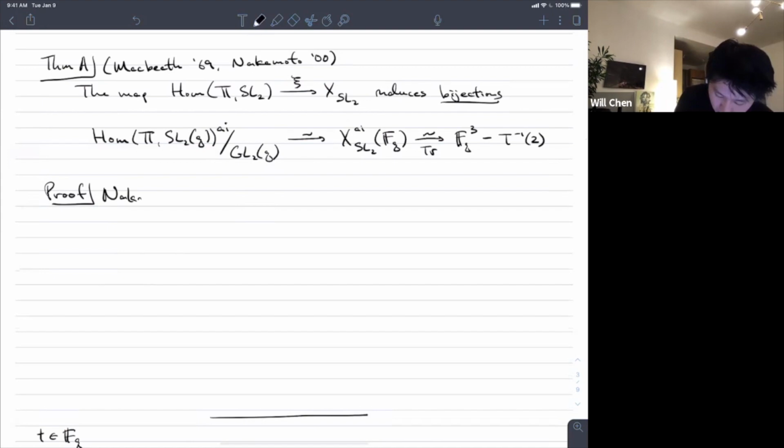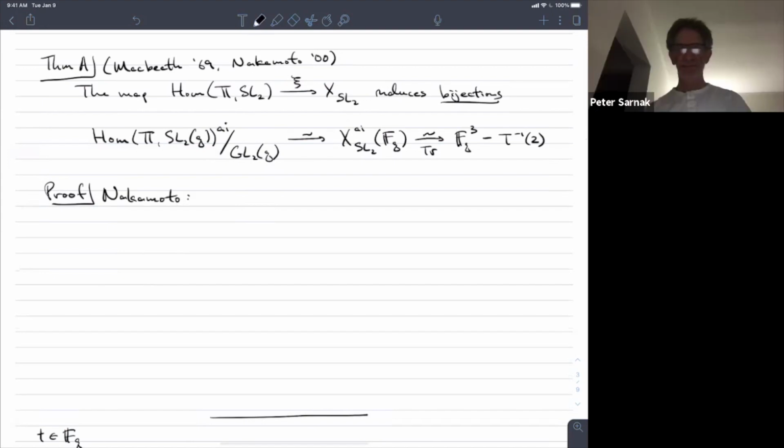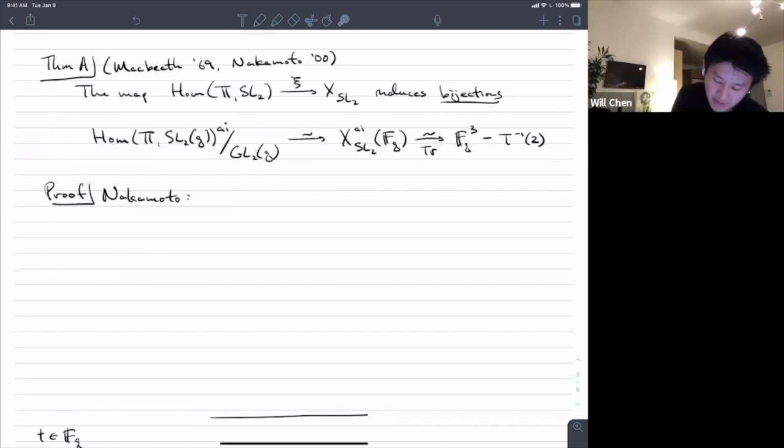You're talking about the field with Q elements, right? Yes, this is SL2 over FQ. So Q is any prime power here, any finite field. What Nakamoto proves is that, firstly, the quotient map is a quotient by GL2. The center of GL2 acts trivially, so it induces an action of PGL2. And what Nakamoto proves is that this quotient map is a universal geometric quotient, and that the PGL2 action is free, and so it is a PGL2 torsor.